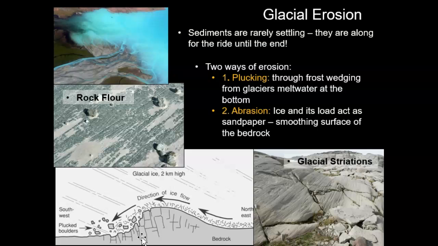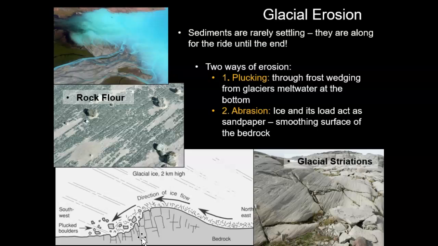Granted, some of this material has also fallen onto the glaciers from above by some mass movement process, meaning some sort of landslide or rockfall, for example. But a lot of the material that they carry comes from the glaciers scraping, scouring, and tearing apart the rock through which they're flowing, or on top of which they're flowing.